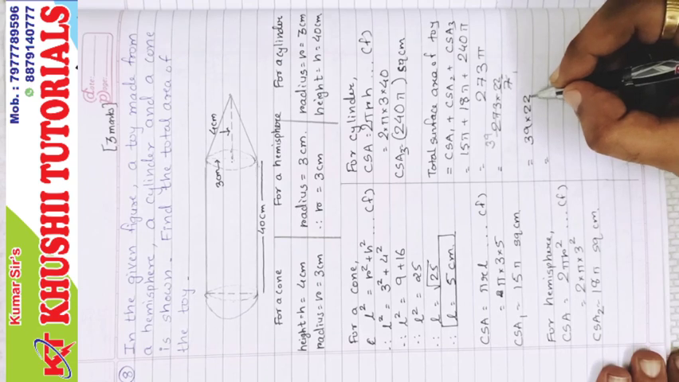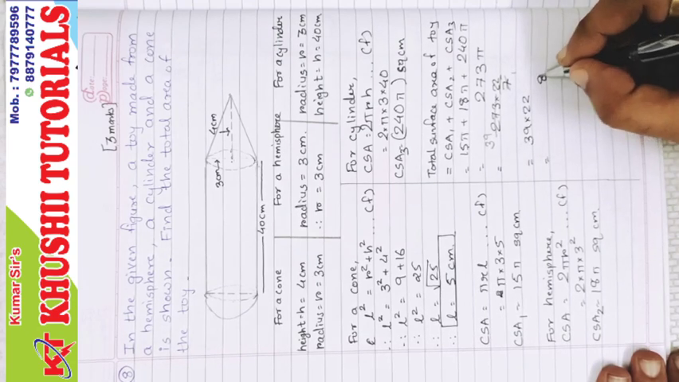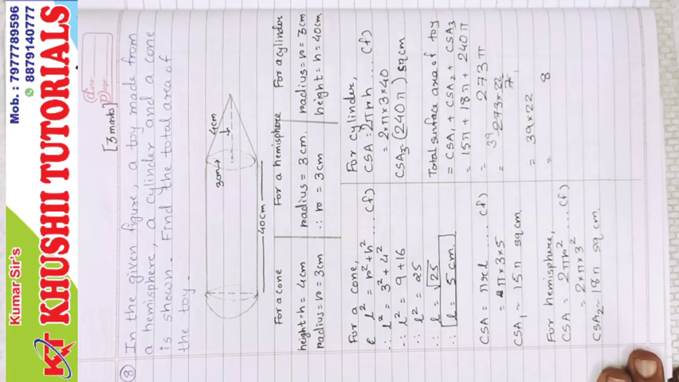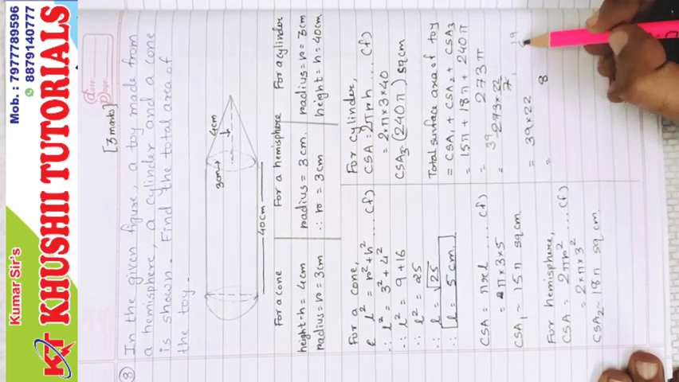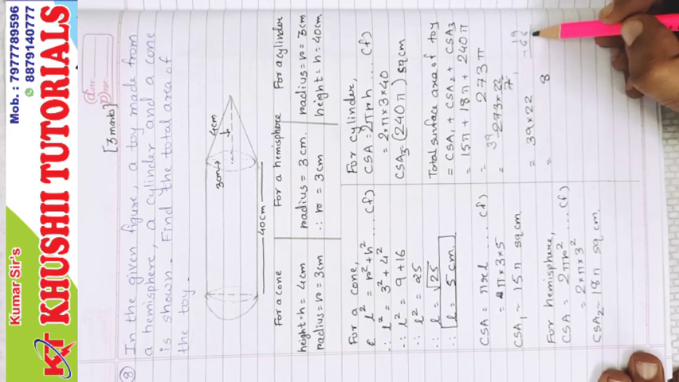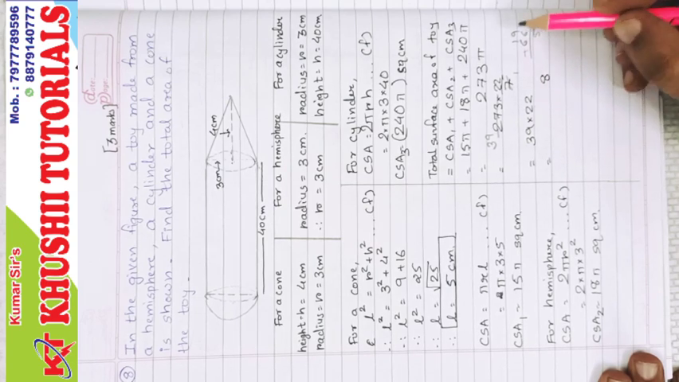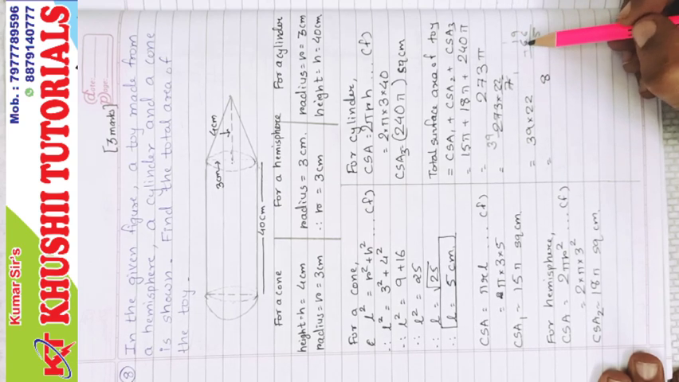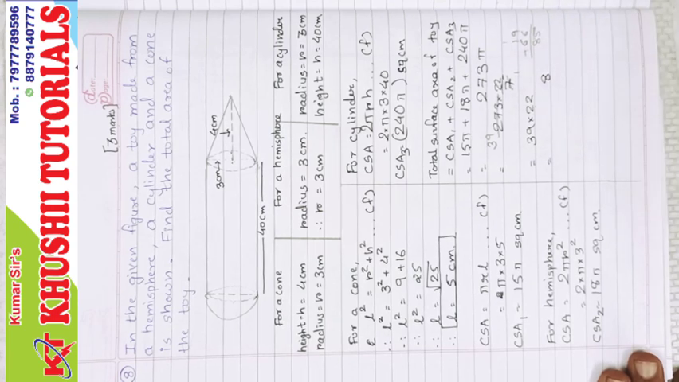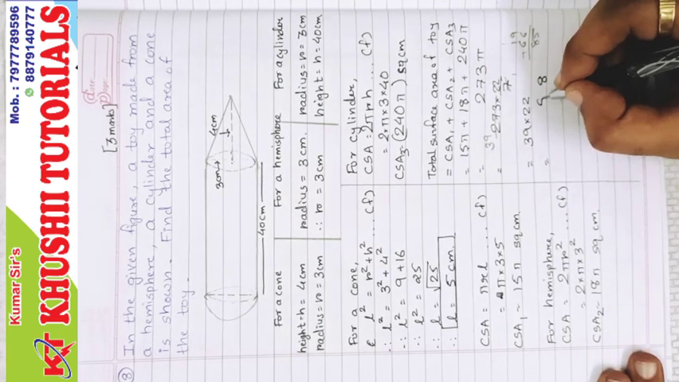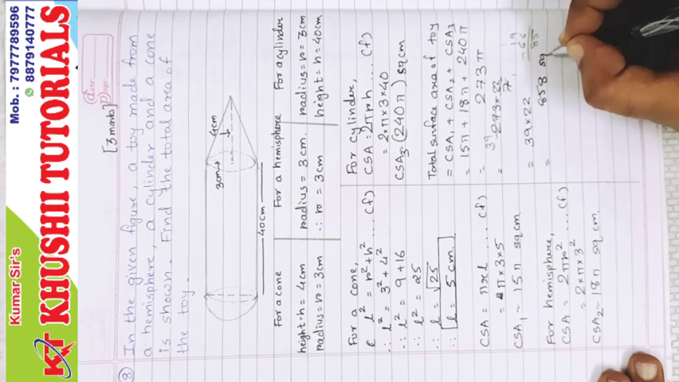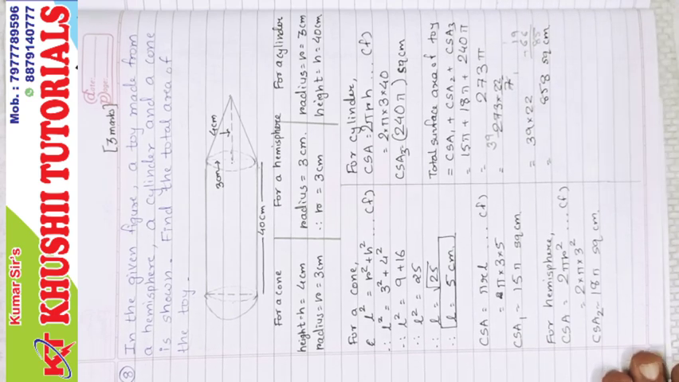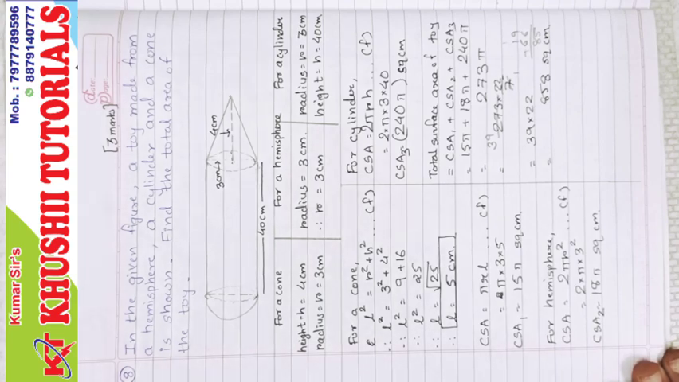So 22 9s are 198. 198. So 19 left. 22 3s are 66. 19 and 66, 85. So 858 square centimeter. And this is the answer of sum number 8.